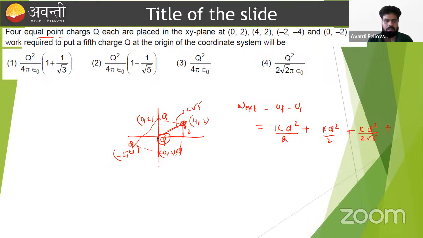Again, the distance of this origin charge from minus 2, 4 is again equal to KQ square upon 2 root 5. For the initial potential energy, we can say this Q charge lies at infinity. We must do some work to bring this charge from infinity. Because of the combination of this charge, the other charge will equal 0. So if we solve this value, we get Q square upon 4 pi epsilon, times 1 plus 1 upon root 5. Option B is the right one here.